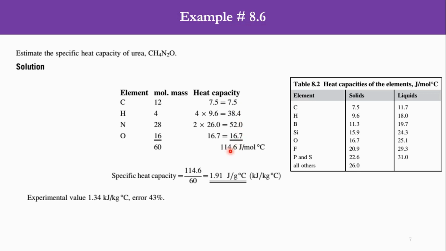So once we sum all of these, the overall heat capacity of urea is 114.6 joule per mole degree centigrade. If you want to convert it into mass units, we simply divide by the molar mass, and we get 1.91 joule per gram degree centigrade, or kilojoule per kg degree centigrade. The experimentally calculated value is 1.34 kilojoule per kg degree centigrade, with a percentage error a bit high, which is 43%. So again, as I said in the previous part, we need to find different ways of calculating it, and the closest way to the experimental value will be our suitable method.